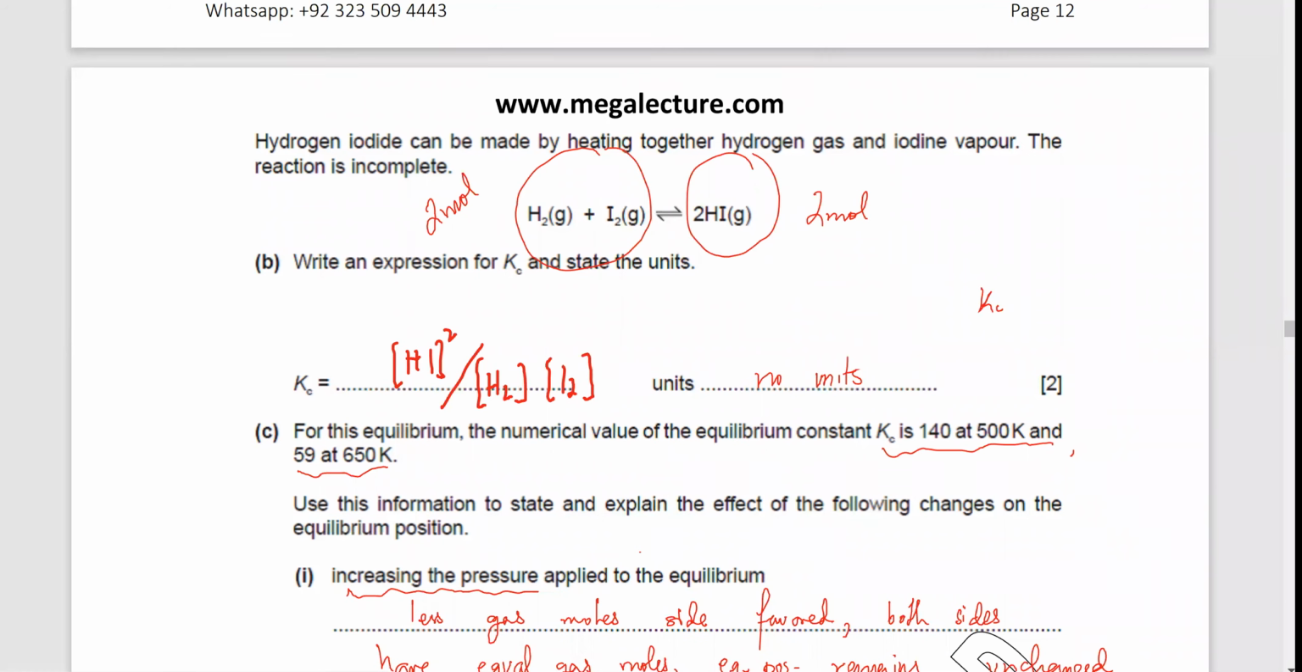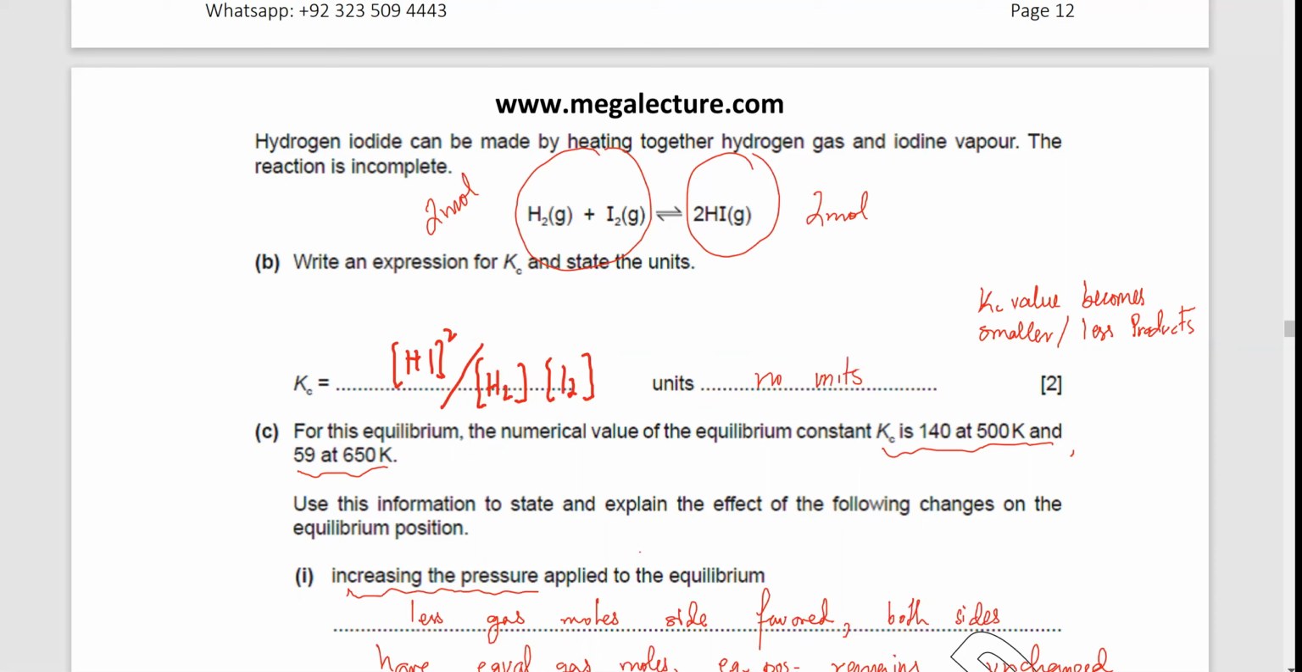So if Kc value becomes smaller, then that definitely indicates less products, because Kc is products over reactants. Now the only way it's going to be smaller is if you have less products. So Kc value over here, if you notice, is becoming smaller. So that means backward reaction is happening.